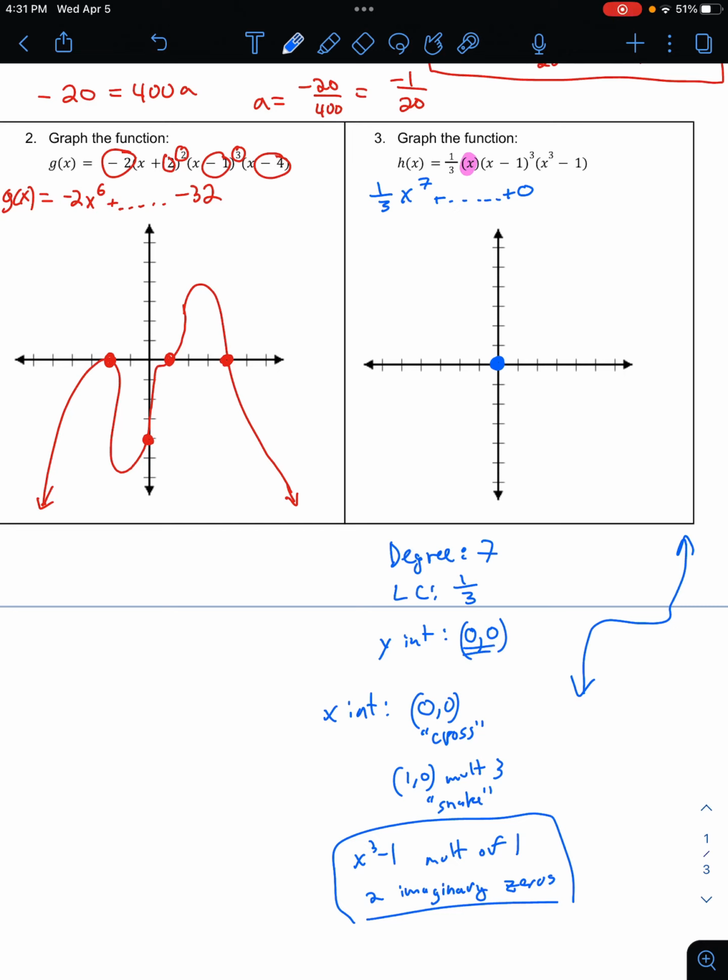Because I noticed that my y-intercept can't be different than my x-intercept if it's at 0, 0, because the function's only allowed to cross the y-axis, or have an x-coordinate of 0, once. All right, I'm going to put 1, 0, and that has a multiplicity of 1, but it also has a multiplicity of 1 from here. So there's 1, 0 from here, then there's 1, 0 from here 3 times. So really it has a multiplicity of 4.